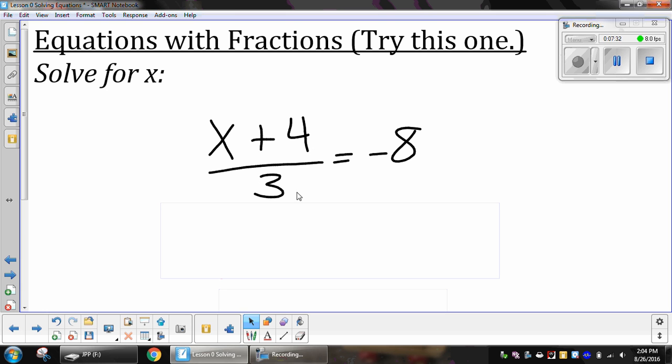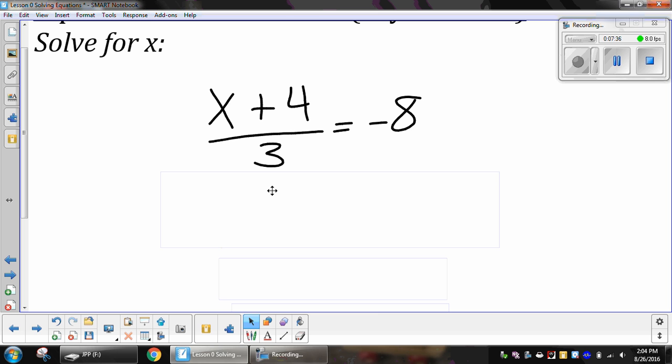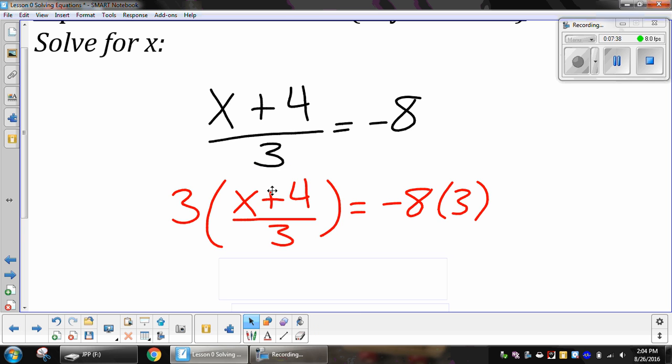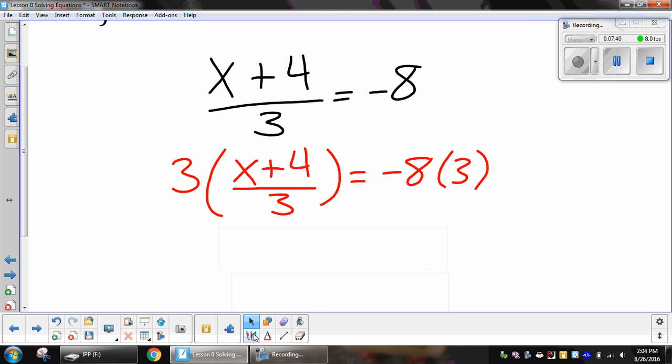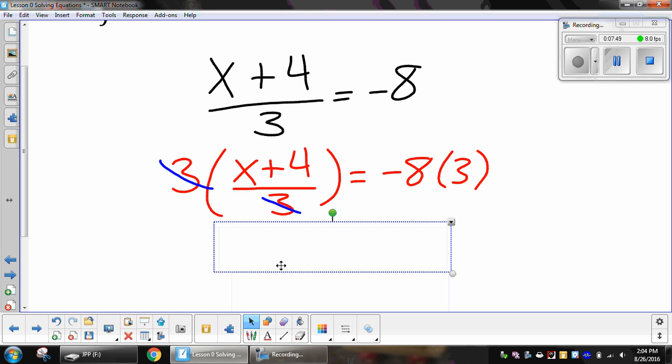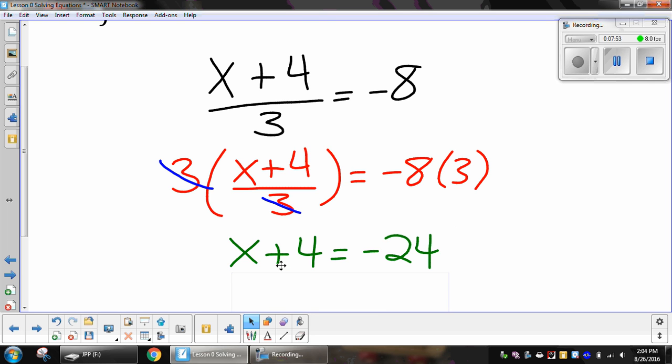So I need to get rid of this 3 on the bottom of this fraction. So again, I don't have any fractions left. So I'm going to multiply both sides by 3. My 3's over here are going to cancel. And I'm going to be left with x plus 4 on the left. And then negative 8 times 3 is negative 24.